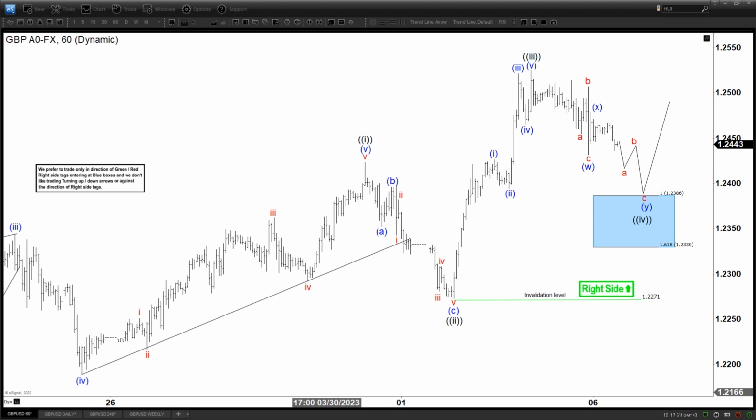This is Henry and today is Thursday, April 6th. The time is around 2 a.m. GMT. Today we are updating the chart of the pound sterling. This is a 60 minutes chart.